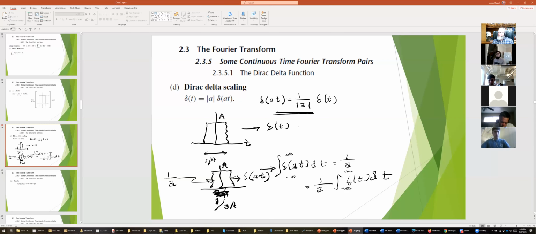Now, this is not a proof. This is a lot of hand waving because we're not defining the Dirac delta as a distribution. We're defining it intuitively as this limit of the rectangle.